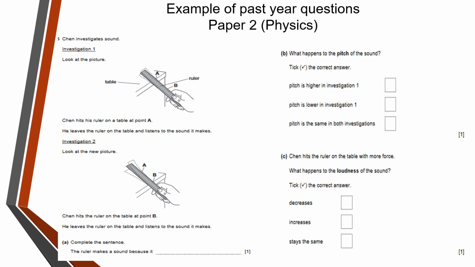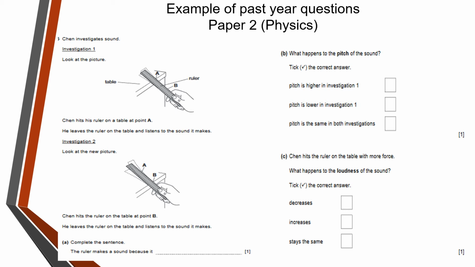Next, a paper 2 question also of physics. This is on sound. Chen investigates sound. Investigation 1. Look at the picture. It has got a table shown, a ruler, and the ruler has got A and B marked on it. Chen hits his ruler on the table at point A. He leaves the ruler on the table and listens to the sound it makes.